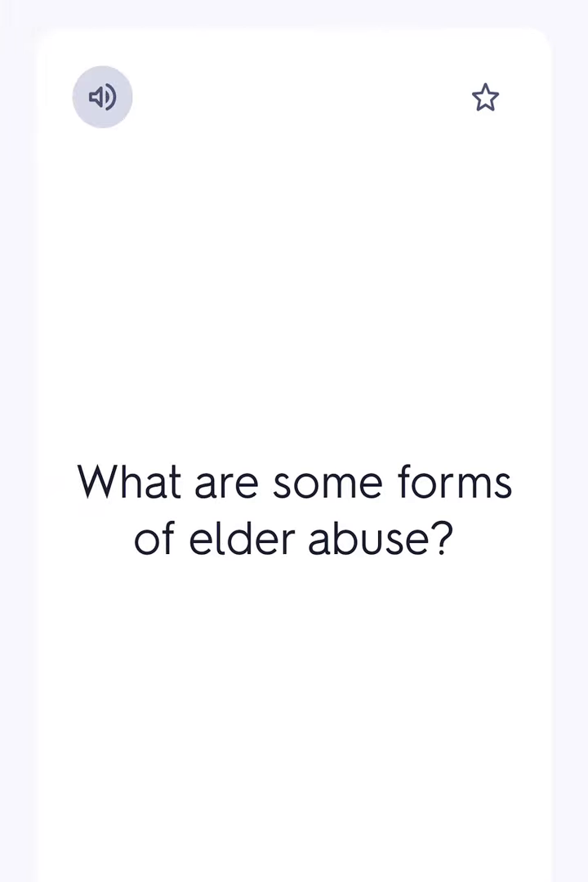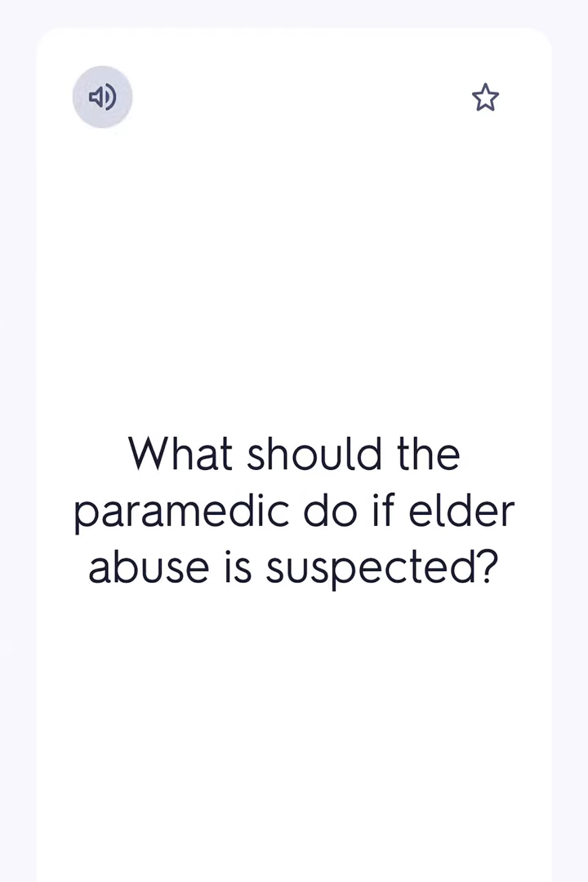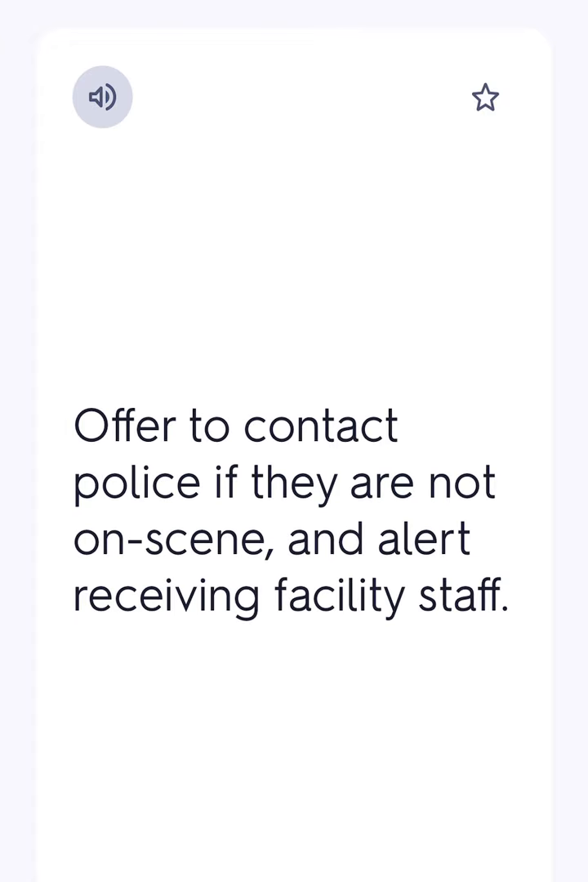What are some forms of elder abuse? Financial abuse, psychological abuse, physical abuse, sexual abuse, neglect. What should the paramedic do if elder abuse is suspected? Offer to contact police if they are not on scene, and alert receiving facility staff.